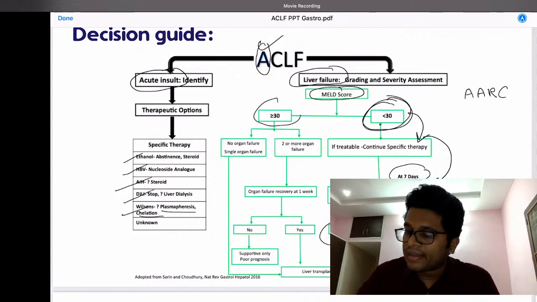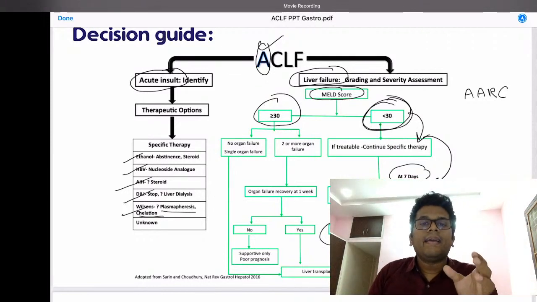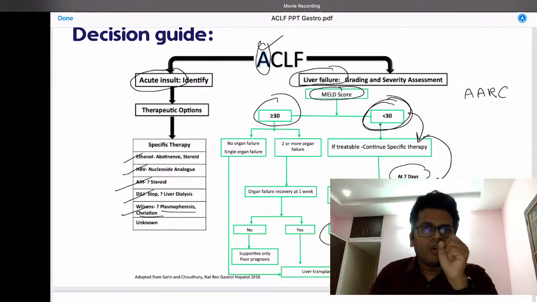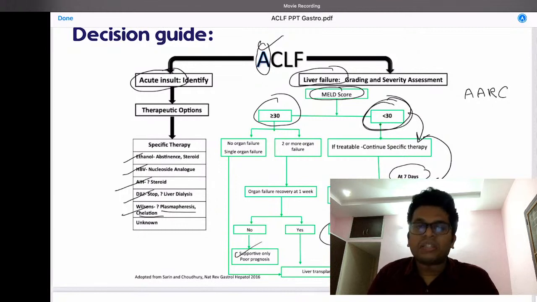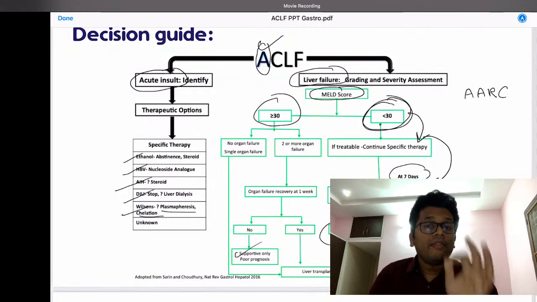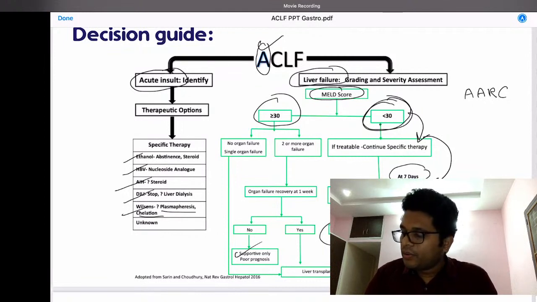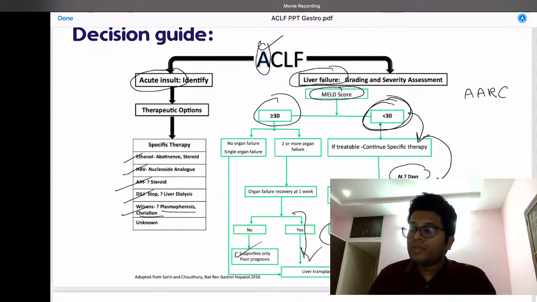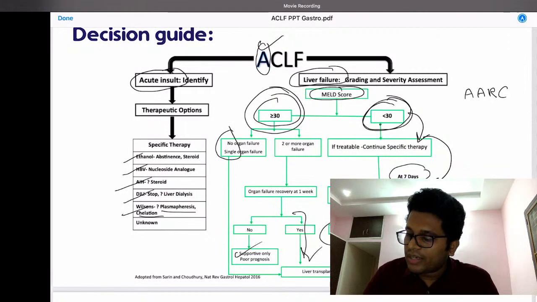If the liver score is high, MELD score is more than 30, then you see how sick the patient is. If there are 2 or more organ failures, you give supportive care. If there is no improvement with only supportive care, the patient is not even transplant fit. If the patient shows some recovery with respect to organ failure, then you consider for liver transplant. Suppose the patient has severe liver failure, that is MELD score more than 30 with no organ failure or single organ failure, that is the patient we should ideally consider for liver transplant.